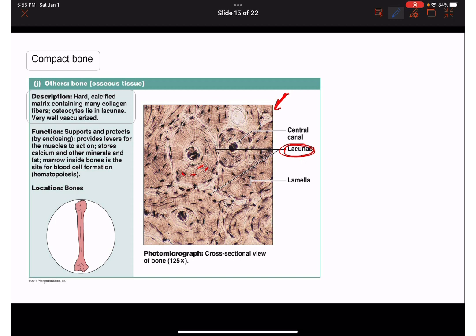What about the extracellular matrix? What's the extracellular matrix made up of? Well, the extracellular matrix is, as you know, hard. And it is that way because it's made up of a lot of calcium and phosphate. So that makes up the extracellular matrix. We're also going to find collagen fibers in the extracellular matrix as well.